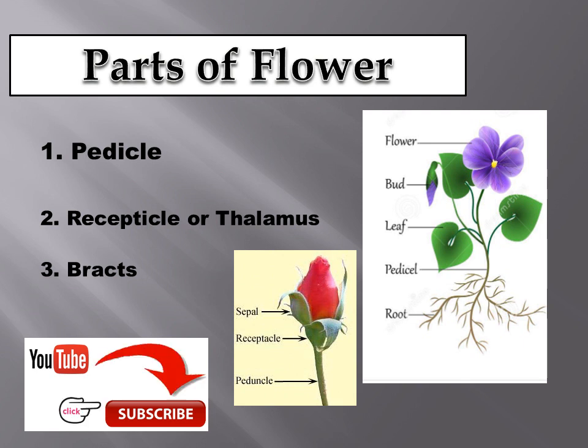Here in this figure you can see the sepals that are green in color. The receptacle, you can clearly see, is the swollen part of the flower on which the whole flower is arranged. The pedicel is also known as the peduncle, that is the stalk of the flower on which the receptacle is present, and on the receptacle the sepals, petals, gynoecium and androecium are present. So these are the parts of the flower.